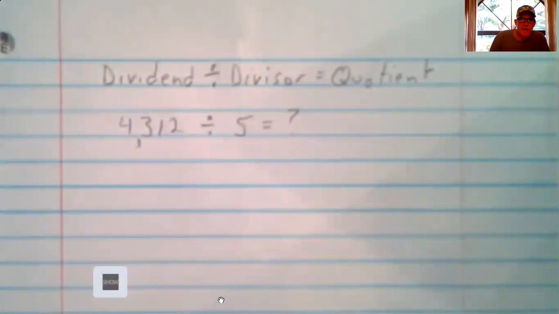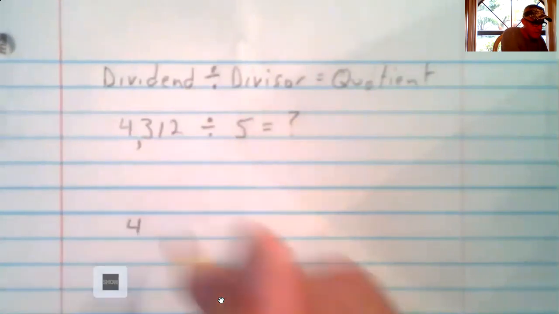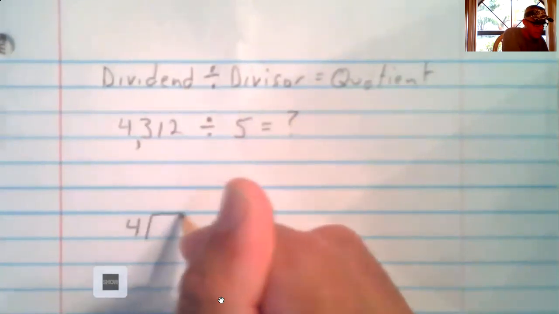So our dividend divided by our divisor, we get our quotient. We know that it is going to have a remainder because anything divided by 5 is going to end in either 0 or 5, and this 4-digit number ends in a 2. So we're going to have a remainder. Let's go ahead and write it out where we could actually work out a solution to this problem.